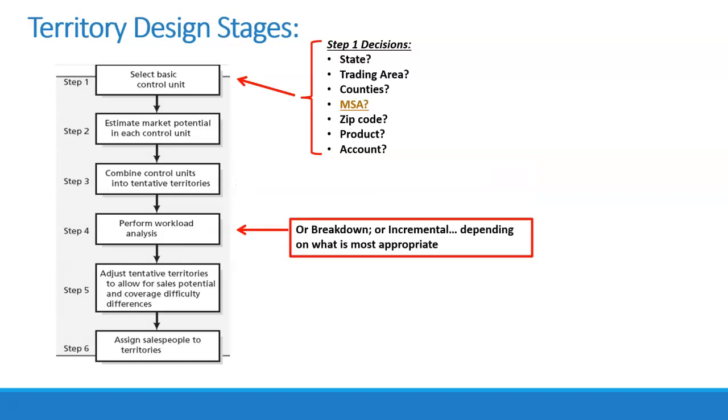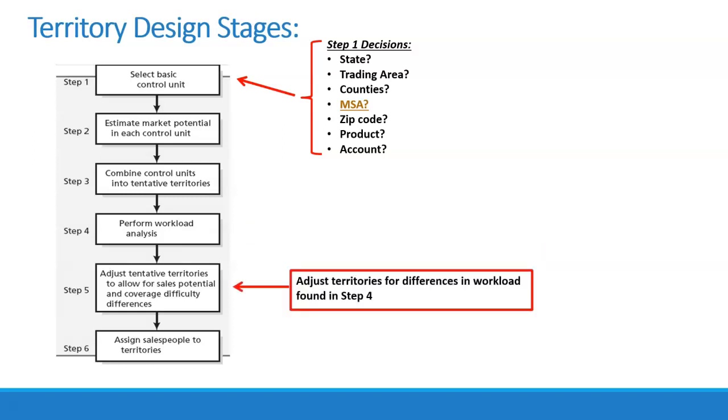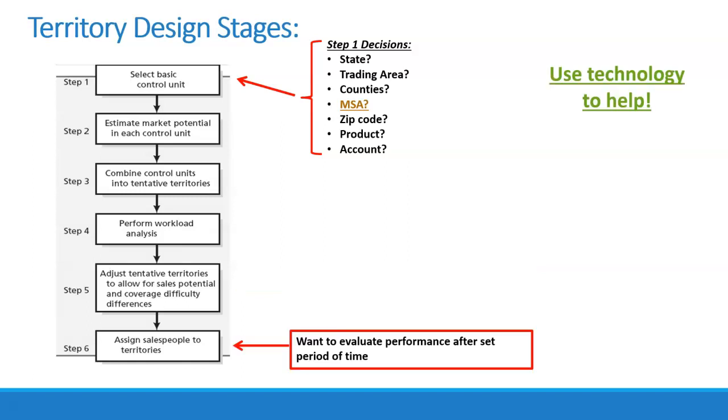Then you're going to use some kind of analysis method to determine how we should break these down, adjust those territories, then assign people to territories. And you can use technology to help. There are a lot of different technologies that I've listed on a slide that companies can use to help determine what their territory should look like.